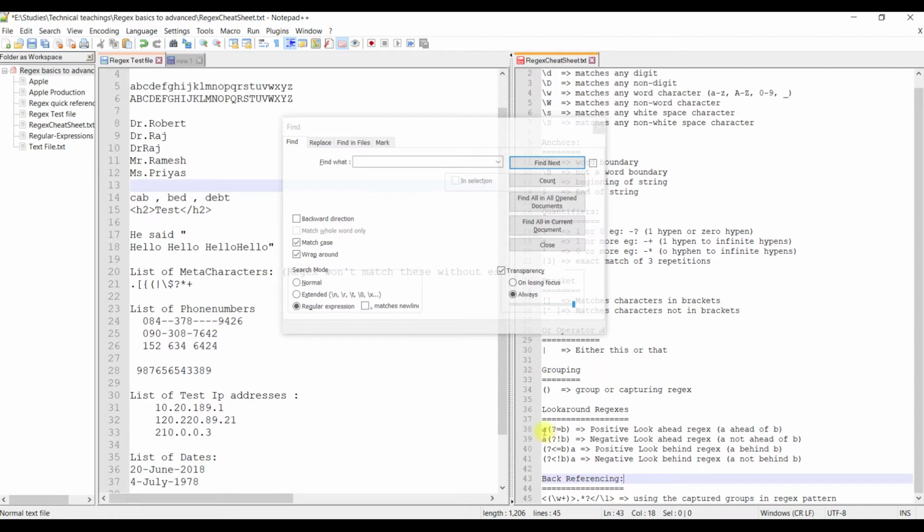Mostly these look around regexes won't work properly in many text editors. In Notepad, the positive look behind regex works fine, but the negative look behind has some issues. But for now, we will work with these three things and then back referencing. Okay, first of all, we will try to catch H, which is followed by E.